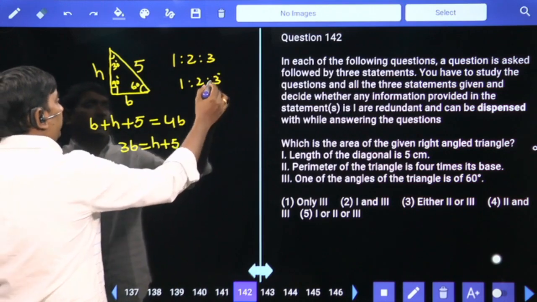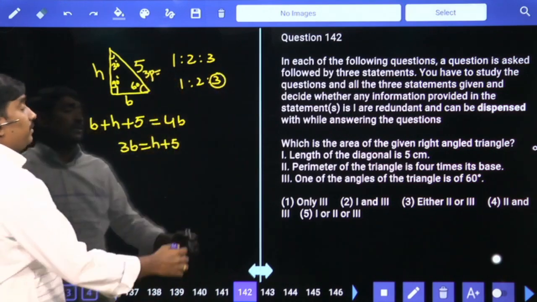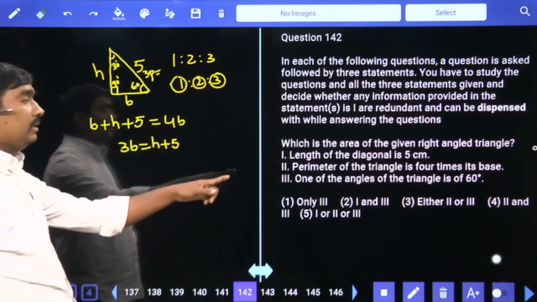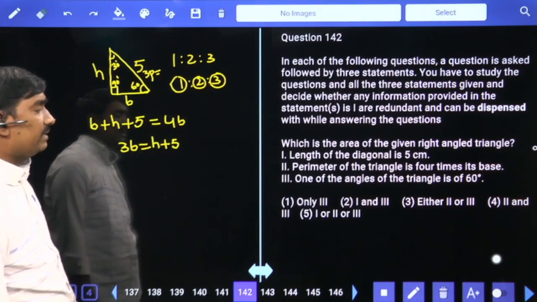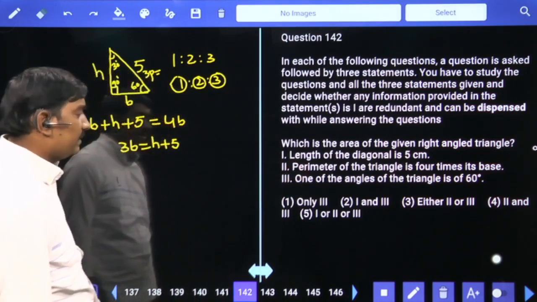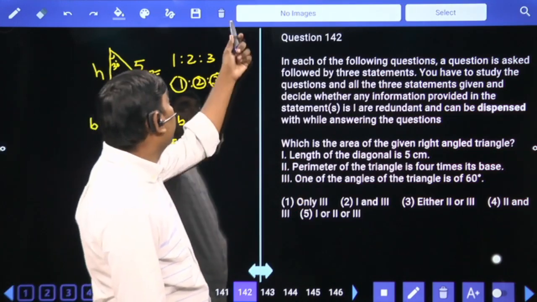So suppose the hypotenuse's part value we know is 5. From this we can say the base value, the height value, how much, we can say the area also. With the third statement alone we can say the answer. Means we can neglect the first and second statements. With the third statement alone we can say the answer.